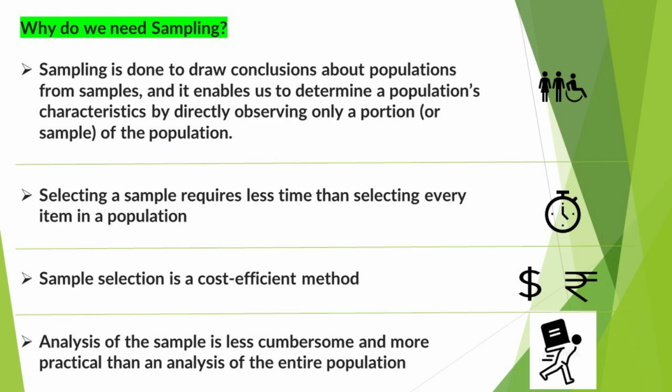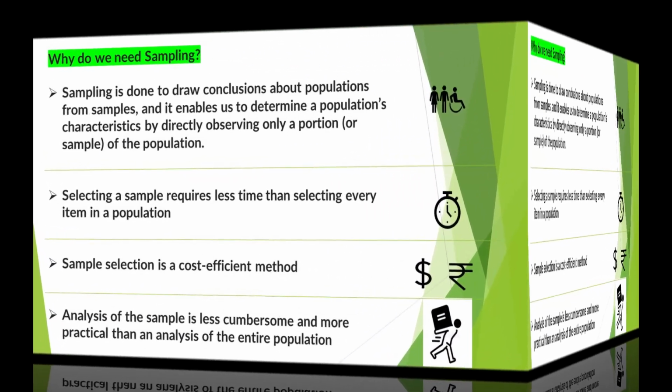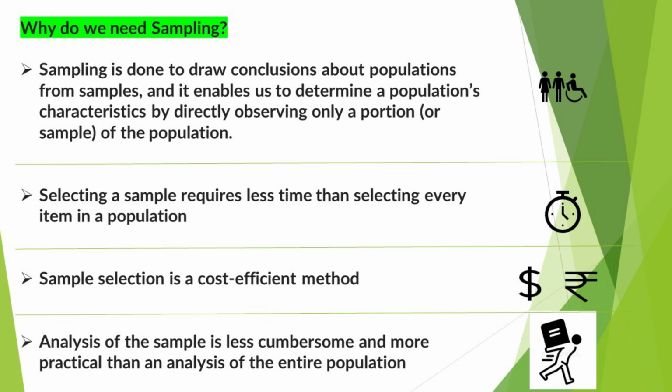Now let us come to the second question, that is, why do we need to perform sampling? The first main reason is that sampling is done to draw conclusions about populations from samples, and it enables us to determine the population's characteristics by directly observing only a portion, not the whole population. So it means that if we have to draw some conclusions, we don't have to perform a study on a whole population, which is quite difficult.